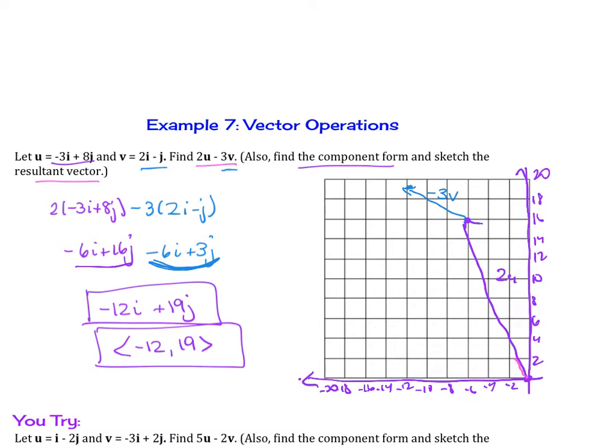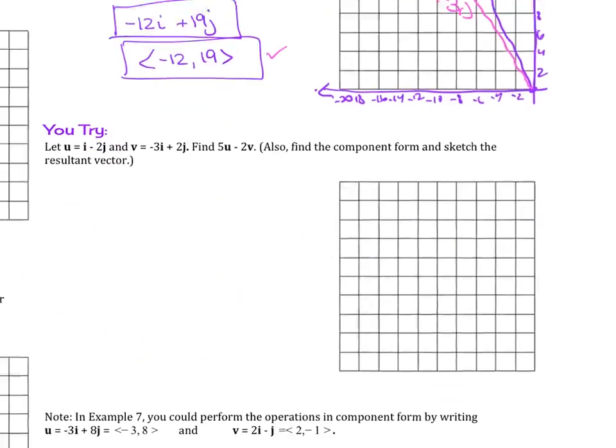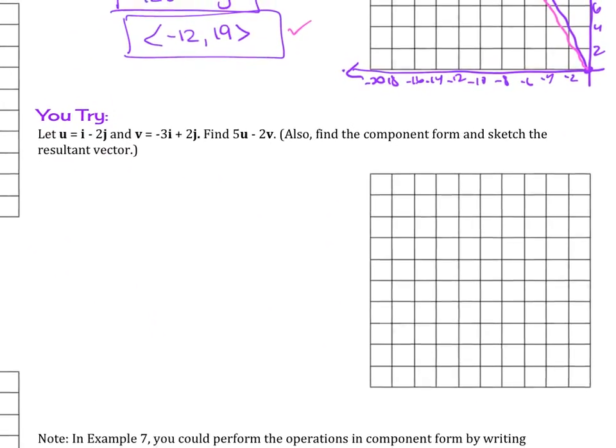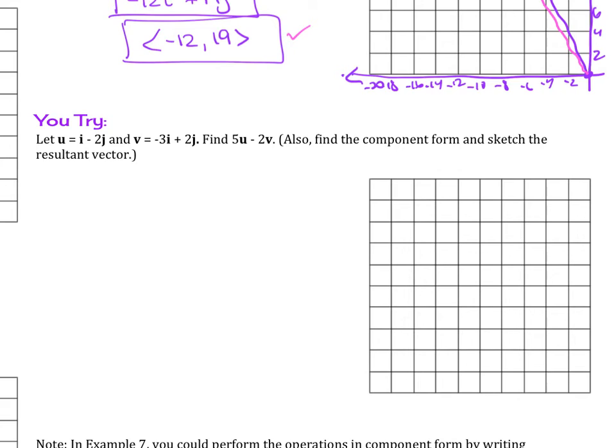Now my resultant vector connects from the origin to this point. So this is 2u plus a negative 3v. And notice where this point hits. That is at negative 12, and that is at 19, which is what we got here. So try this example. Let u equal i minus 2j and v equals negative 3i plus 2j, and find 5u minus 2v. Also find the component form and sketch the resultant vector.